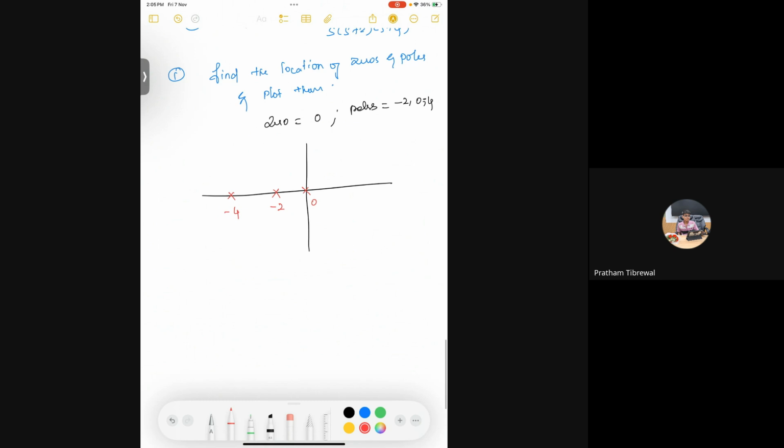Now we have done the first step. The second step is to determine the real axis segment, determining which part of it comes inside the root locus, whatever we did as the last property. So now I'm drawing over the same diagram. I'm taking a test point here, here, and check. Will this test point come?